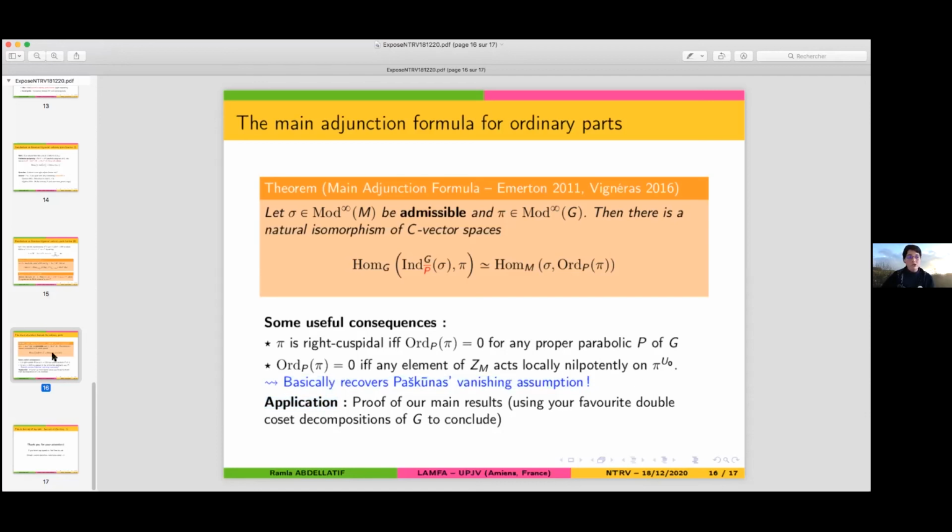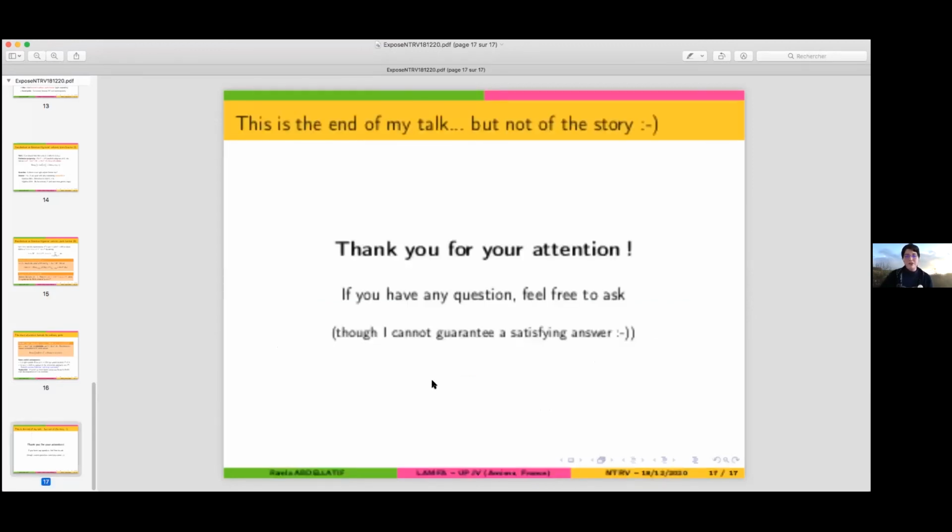So you just have now to play a little bit around with Bruhat decomposition and Birkhoff decomposition, using some nice induction argument to build a sequence of vectors, and you have the proof of our main result. So I'm going to stop here. Thank you for your attention. And if you have any questions, feel free to ask.